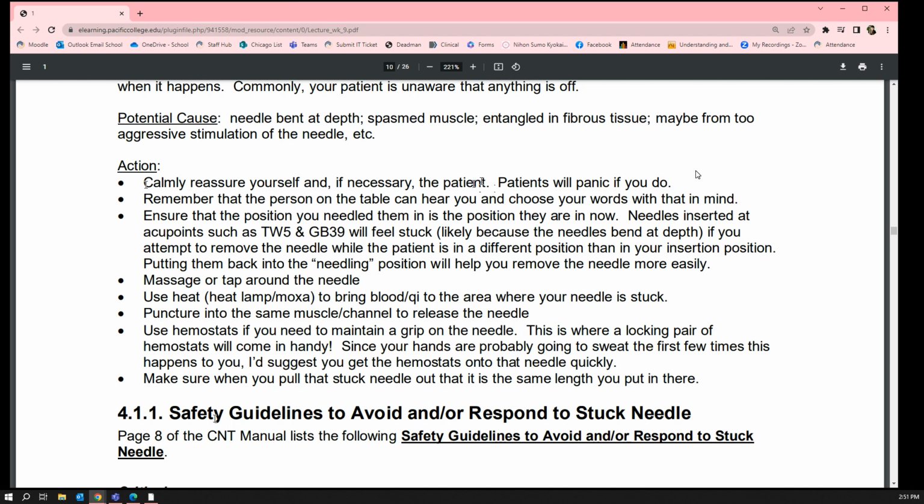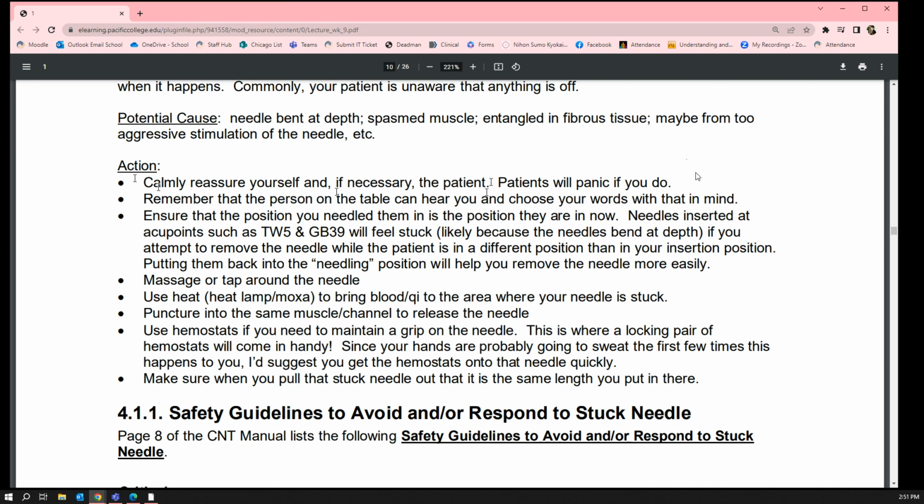So choose your words with that in mind, if any. Again, this is a situation in which you may not need to tell the patient anything has happened because you'll be able to fix it quickly enough. But do not utter the words, oh dear, or oh darn, or oh my God, or oh, any four-letter word, right? If they hear you uttering expletives, they're going to know something is wrong. They go into panic mode. So be cool.